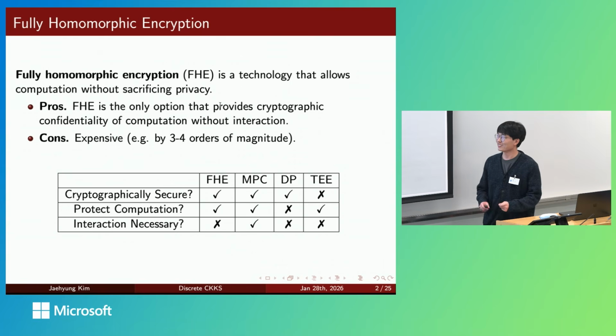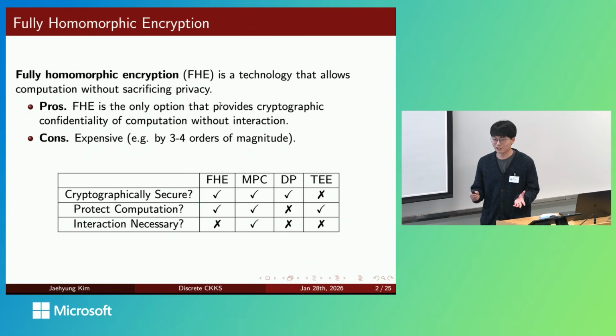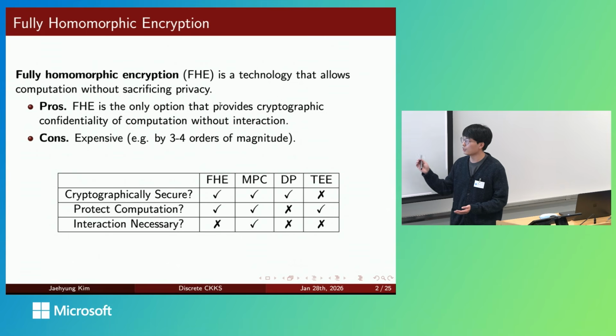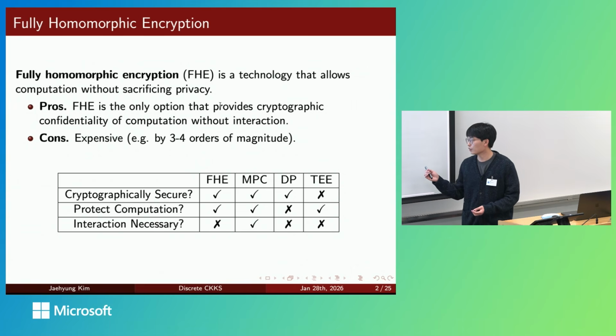I guess most of you here would know what FHE, or fully homomorphic encryption, is, but let me briefly describe it. In terms of technology, FHE is a member of what are called privacy enhancing technologies, or PETs. It allows you to compute whatever things you want without sacrificing privacy. You may compare FHE with different kinds of PET options, including multi-party computation, or MPC, differential privacy, or DP, and trusted execution environment, or TEE.